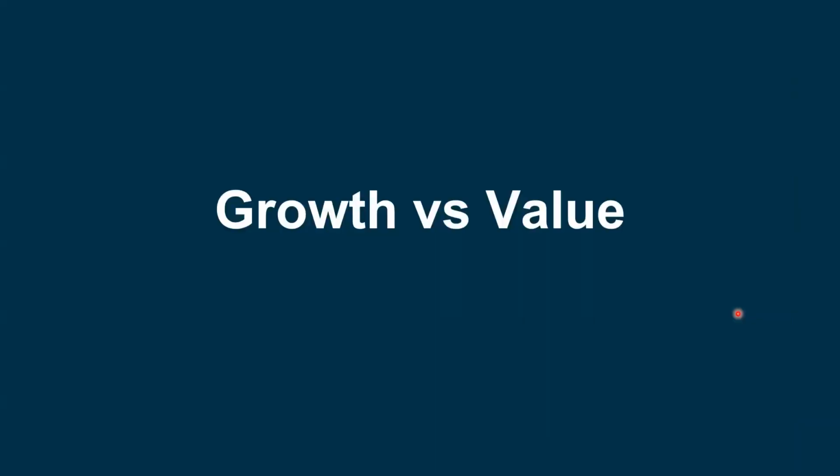Another area that we look at is growth versus value. When growth is outperforming value, that really helps the market to go up. When value is outperforming growth, that usually means we're in more of a defensive posture and the market is either going sideways or actually declining.